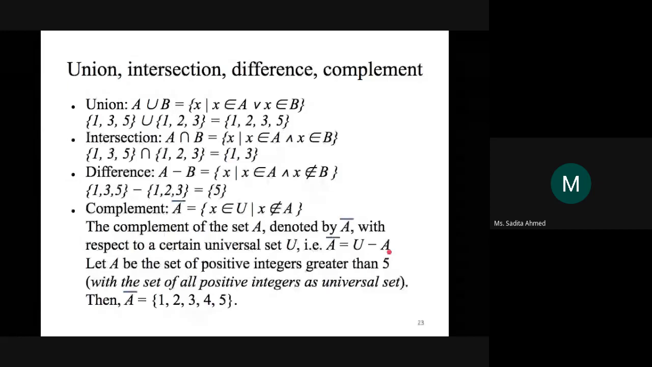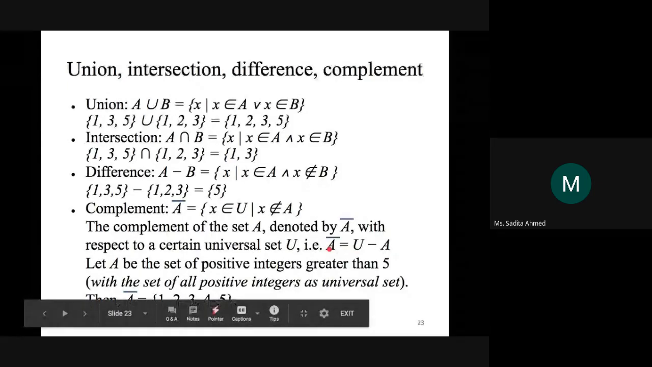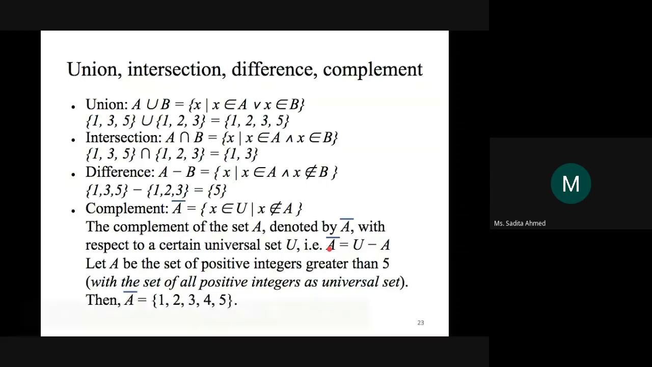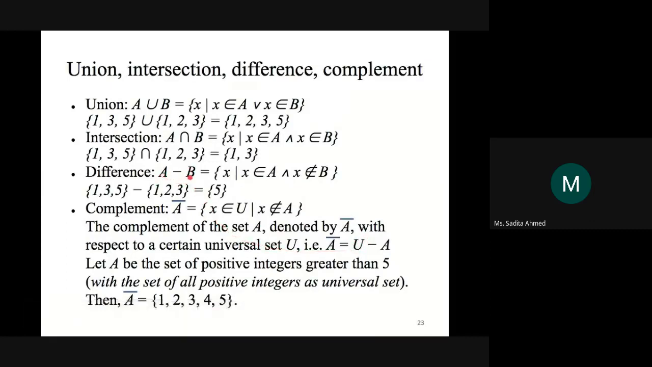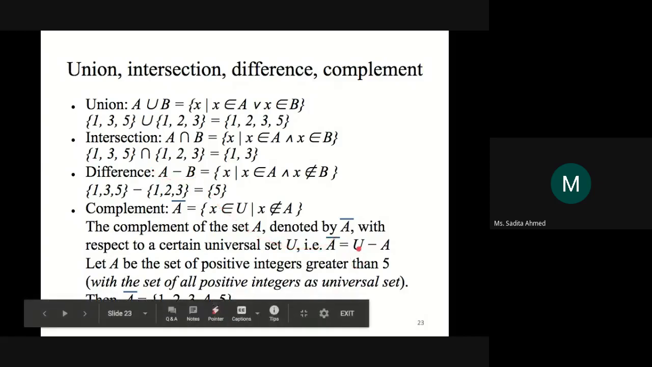Here, if instead of A bar there was B bar, B bar would be U minus B. C bar would be U minus C. The U is fixed. The U remains the same. Here, in A minus B, A is an arbitrary set, B is also an arbitrary set. A can be anything, B can be anything. And here you always have the universal set, and the second set is assumed to be a part of the universal set by default.